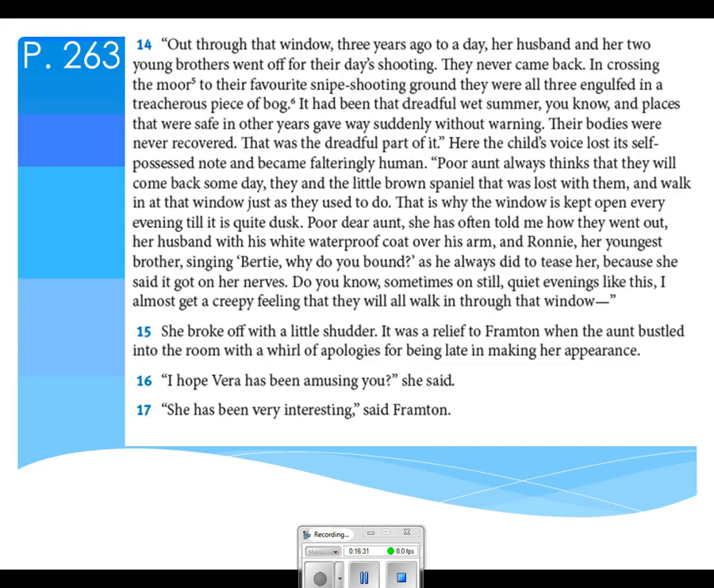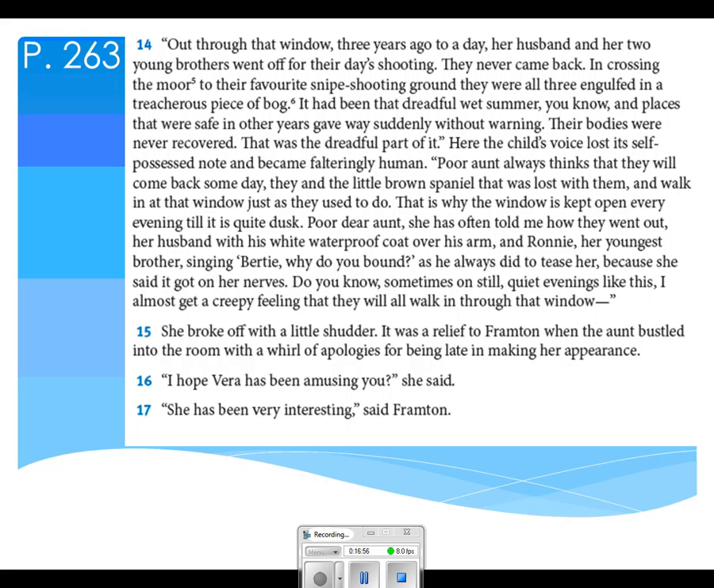They and that little brown spaniel that was lost with them, and walking at that window just as they used to do. That is why the window is kept open every evening till it is quite dusk. Poor dear aunt. She's often told me how they went out, her husband with his white waterproof coat over his arm, and Ronnie, her youngest brother, singing "Bertie, why do you bound," as he always did to tease her, because she said it got on her nerves.